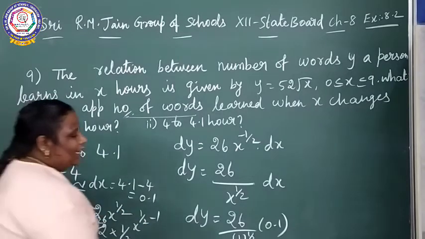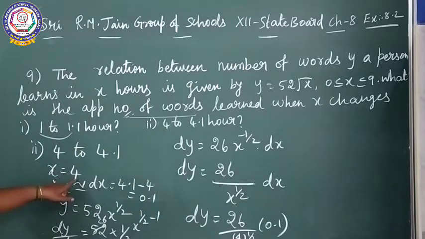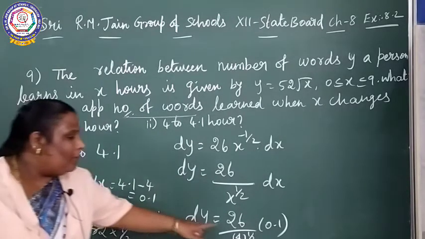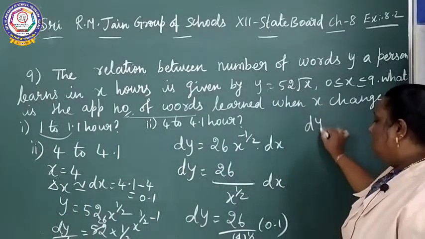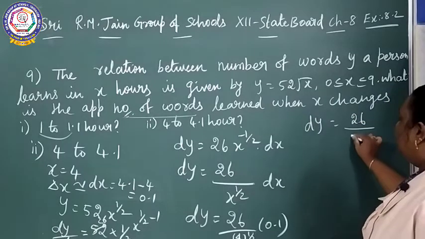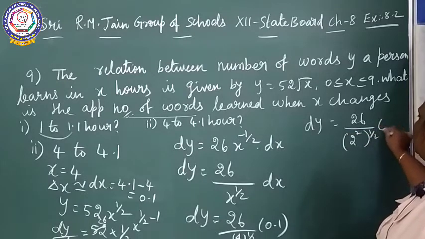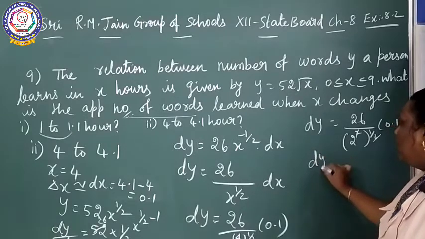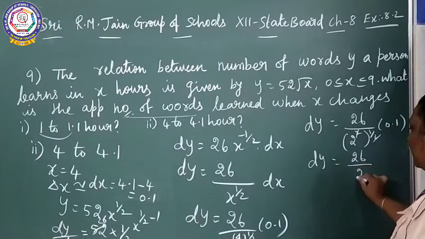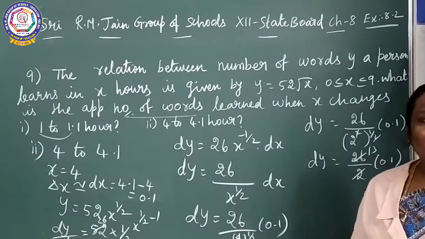In the place of x, we can put 4, because the x value is 4. So dy equal to 26 by 4 power 1 by 2 into 0.1. 4 is 2 square, and the whole power 1 by 2 gets cancelled. So dy equal to 26 by 2 into 0.1. When we cancel, the value is 13.